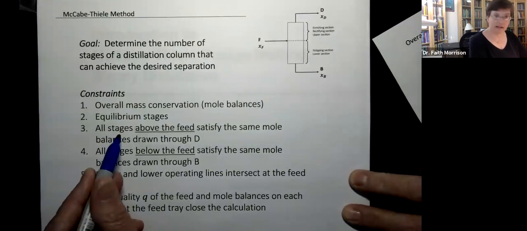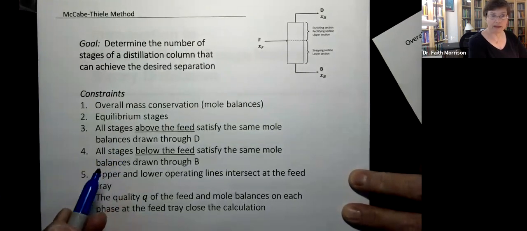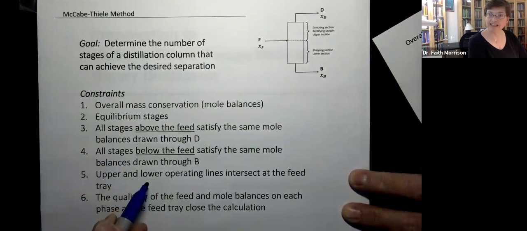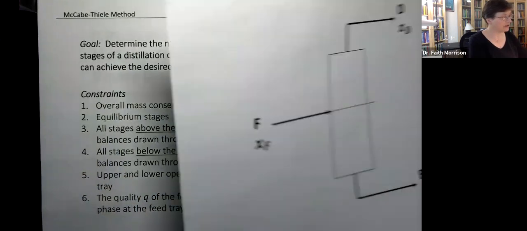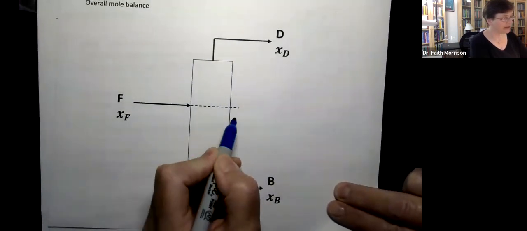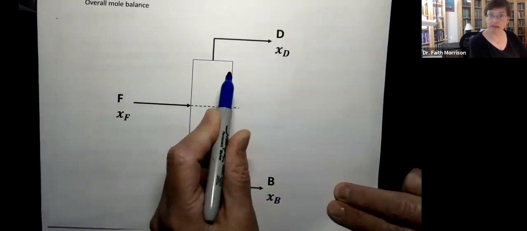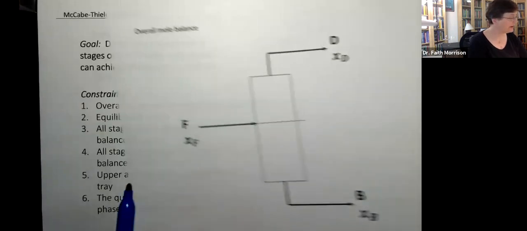So these, we'll be applying those mathematically. And then those two balances have to meet somewhere. They meet at the feed stage. So at the feed stage, we have a special stage, and we have to make the mass balances above and below match at that point.